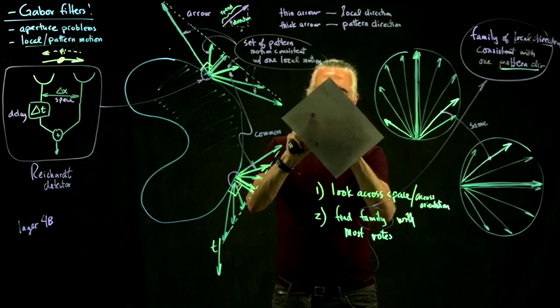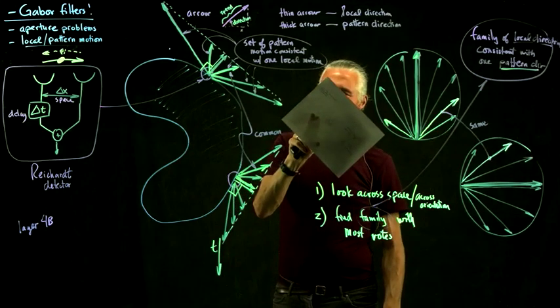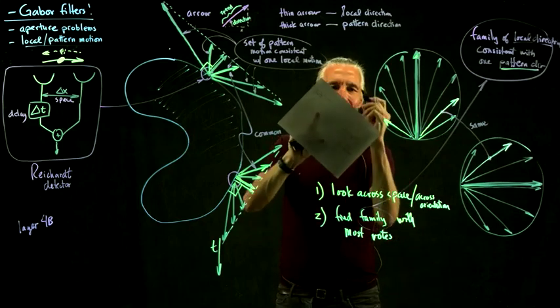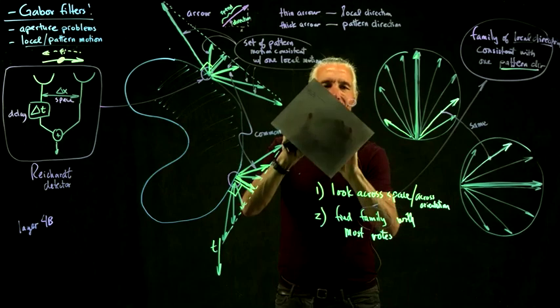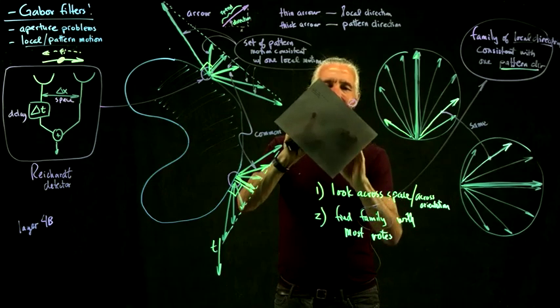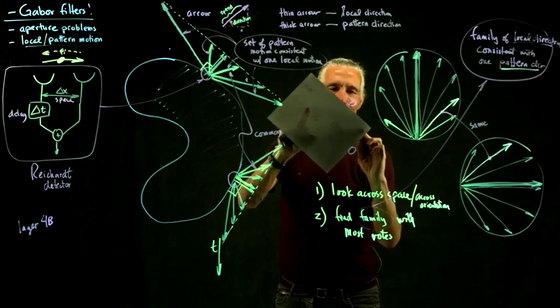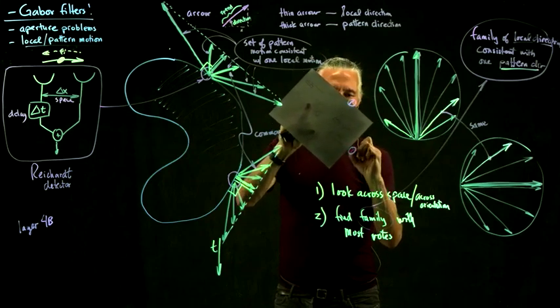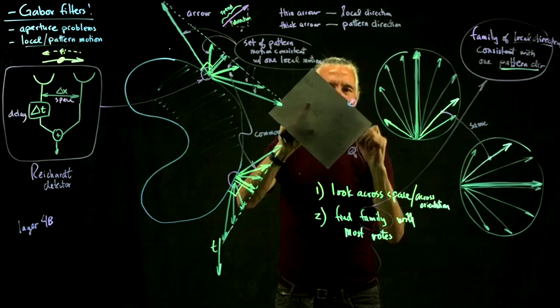But consider what the detectors in your V1 just told the rest of your brain. Well, there was a little detector here. And what did that one think? Well, that one thought it was going that way. And then there's another detector over here. What did that one think? That one says, no, it's actually going that way.